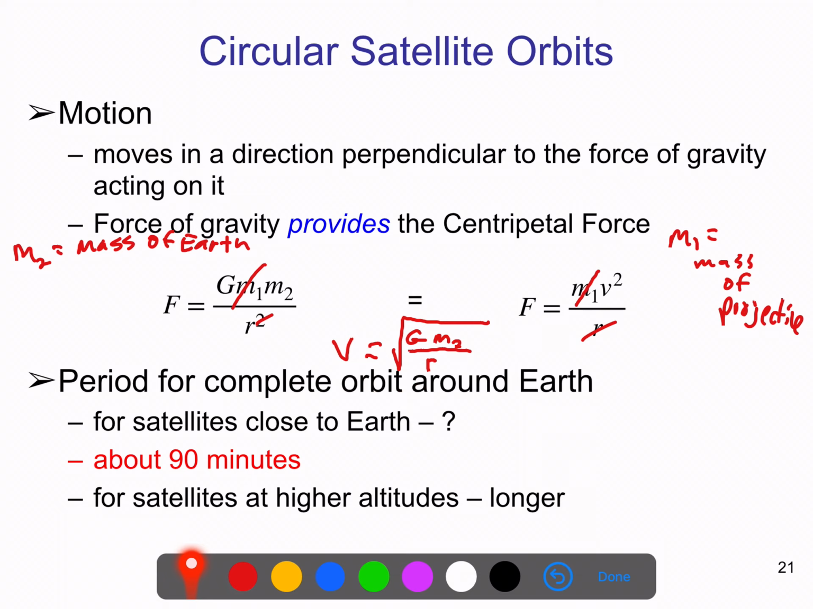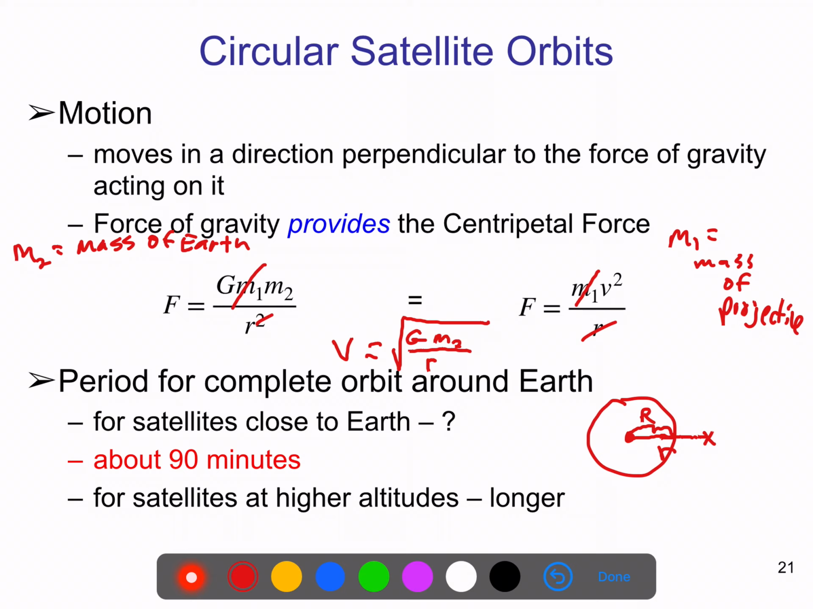Now, r in this case is not just the radius of the Earth. It is r from wherever I am above the Earth. Let's say that I happen to be at this location. This is my r. So it is the radius of the Earth plus this little bit wherever I'm located. That entire distance from the center of the Earth to where I'm located will tell me the r that goes in this equation.